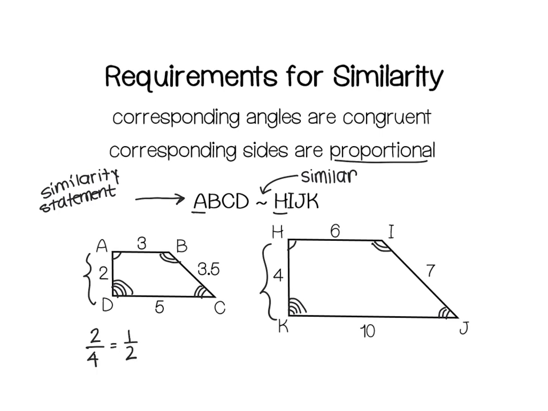So if I look at AB, the top side, it corresponds to HI, and so that'd be 3 over 6, that's also 1/2. And so each of the other sides should follow this pattern and all be proportional, so they should all equal 1/2, and they do. And so those are the requirements for similarity.